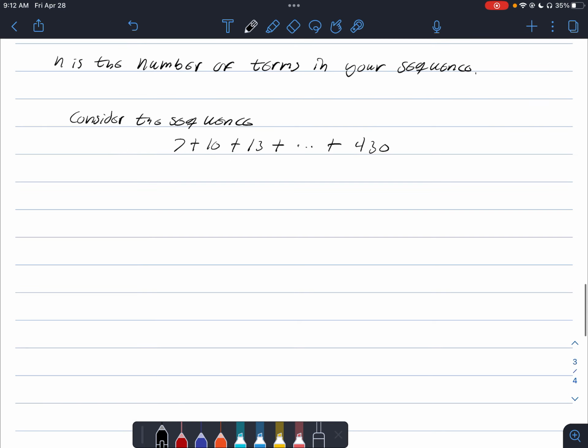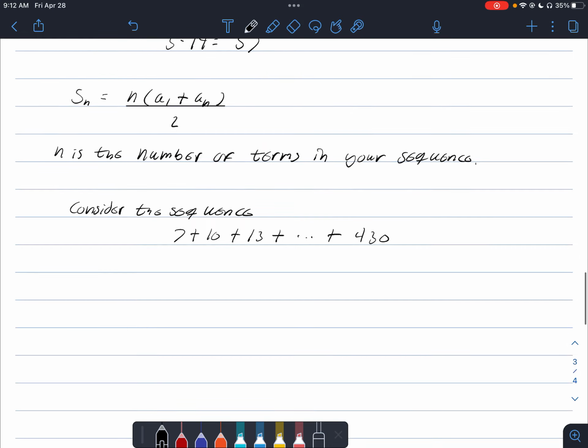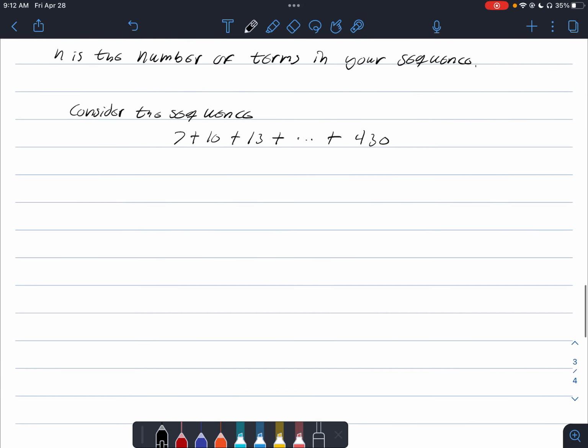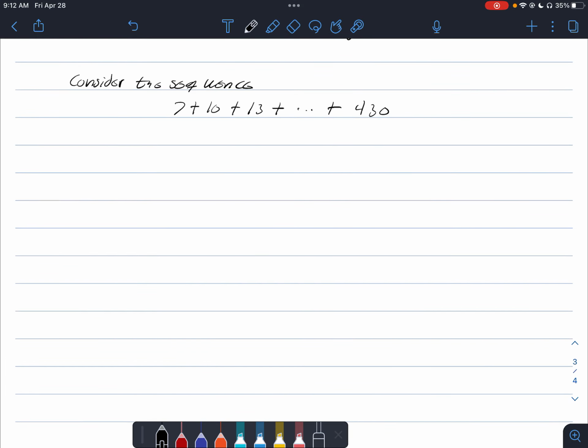But a natural question might be, how many terms do we have exactly in this sequence? That seems important because we have to know the number in order to take advantage of our formula here. So to do that, we can look at our formula for arithmetic sequences. To find n, consider a sub n is equal to a sub 1 plus n minus 1 times d.